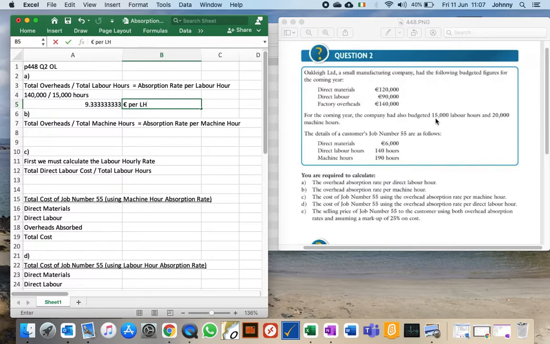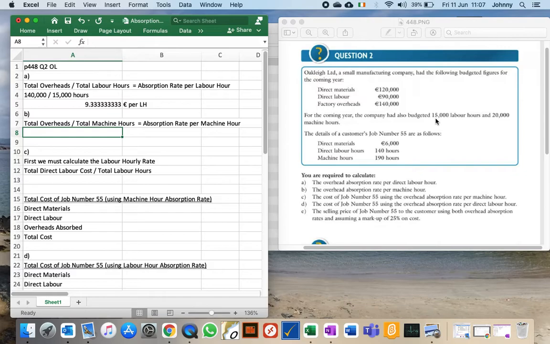So that means if somebody comes in and says, I'd like you to do a job for me, and I know it's going to take me 10 hours of labor to do that job, I'll have to charge this person 10 hours multiplied by this rate, which is the 9.33, to cover the overheads of the business. So that's what's going to have to be added to their bill.